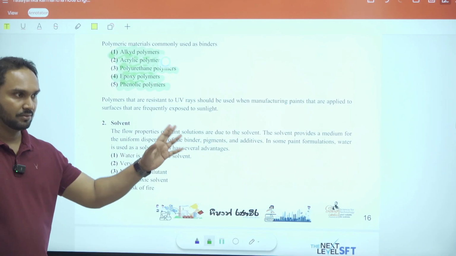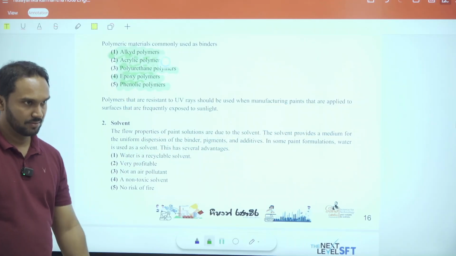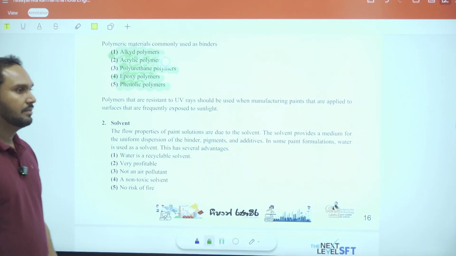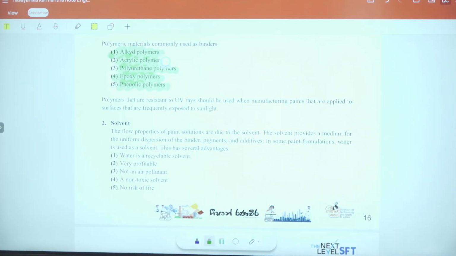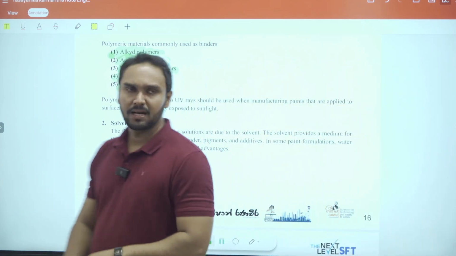Now these are the additives. Right. These are the additives used for such purposes. Now tell me what are the main parts of a paint? Binder, solvent, pigments. So it's easy to remember, right? Right.